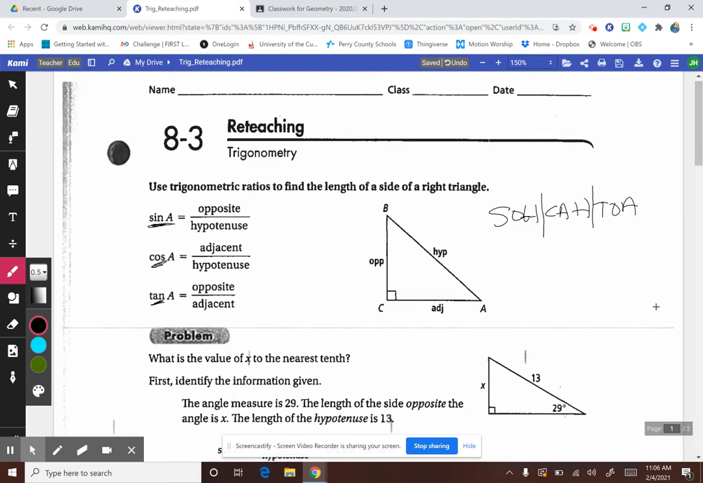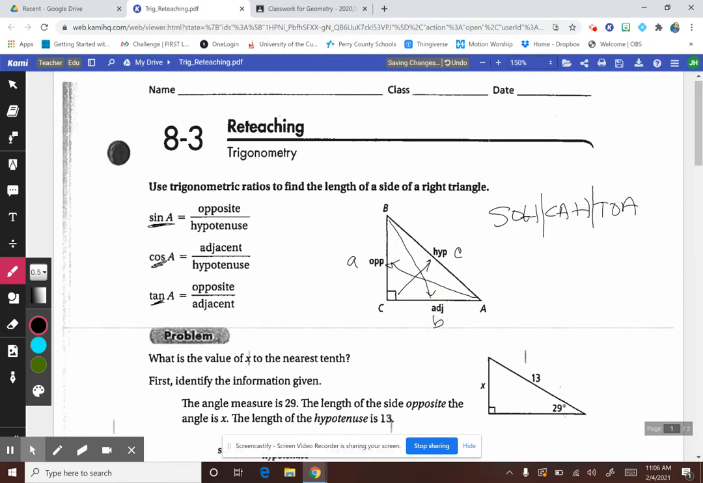So you notice here's angle A. Across from that right here, we can call that side A. And then across from C, we typically call that the hypotenuse anyway. And then across from big B, we're going to call that little b, okay?